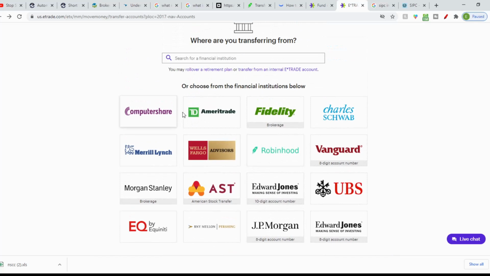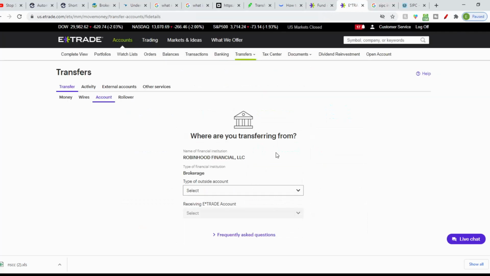So you can transfer Ameritrade to ETrade. You can transfer your Fidelity, your Charles Schwab, your Merrill Lynch. You can transfer everybody over to ETrade if you want. So this is how you do it. Once you click on this, let's see, do I have the next? I'll even click on this. So I'll show you Robinhood. Let's go look at this.